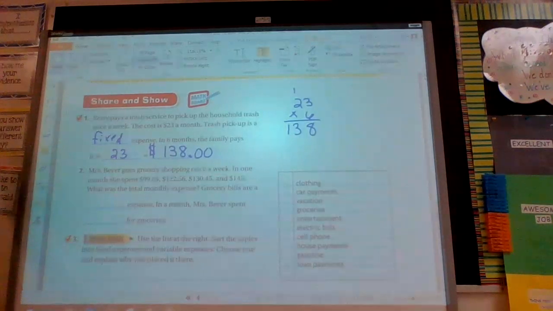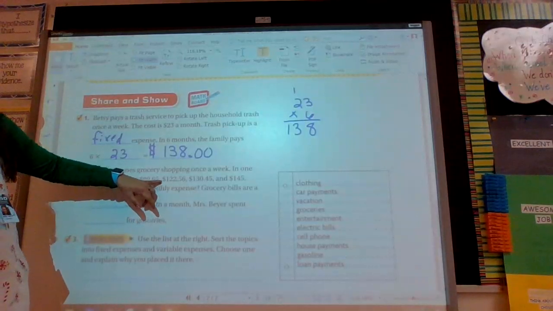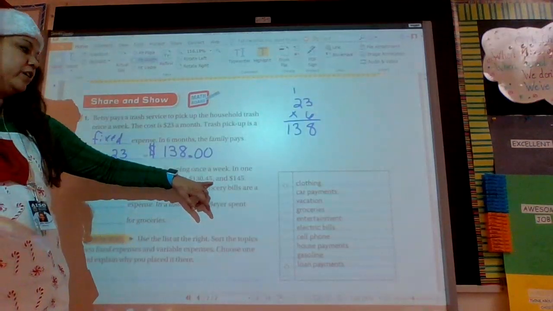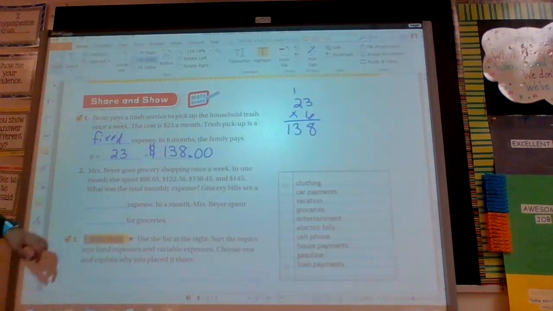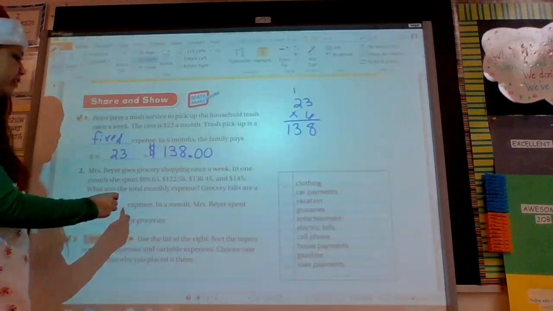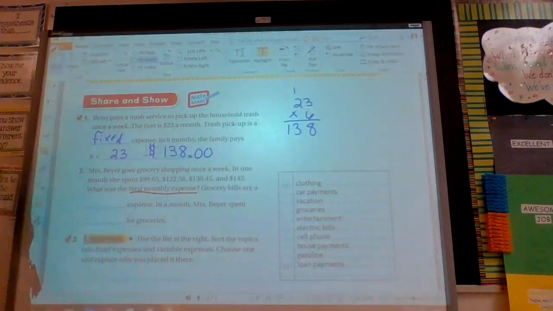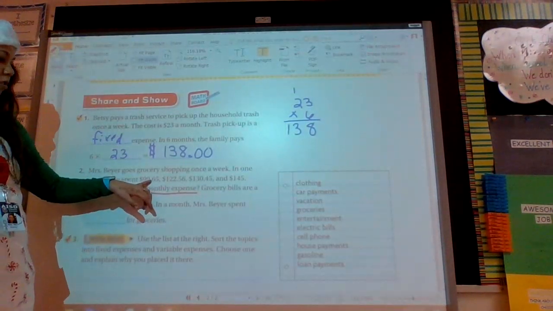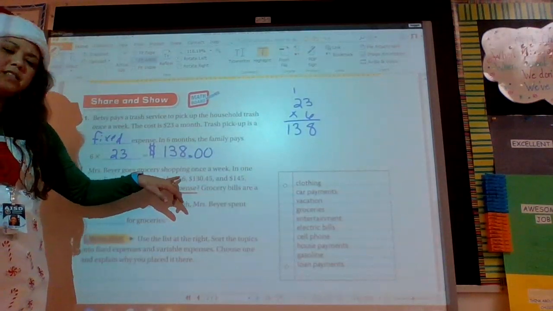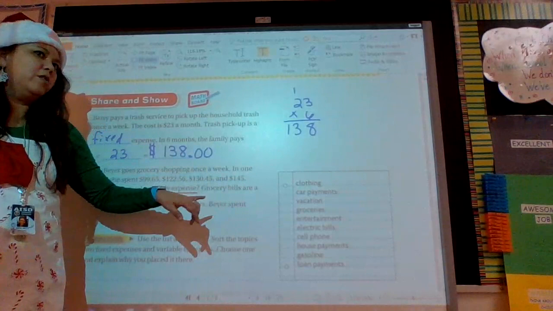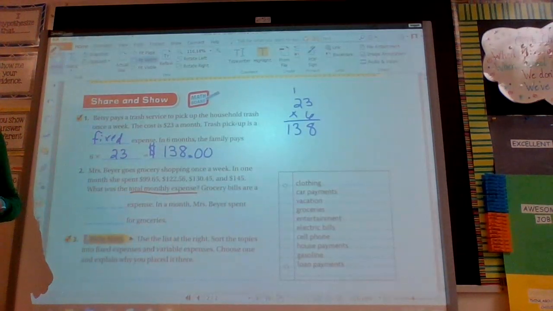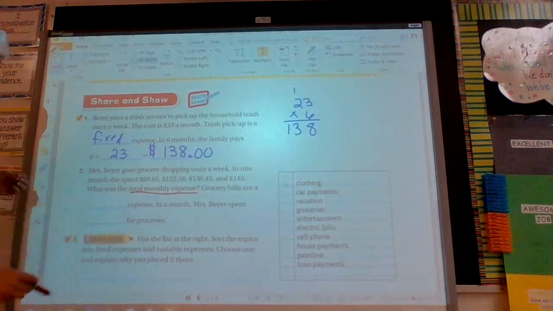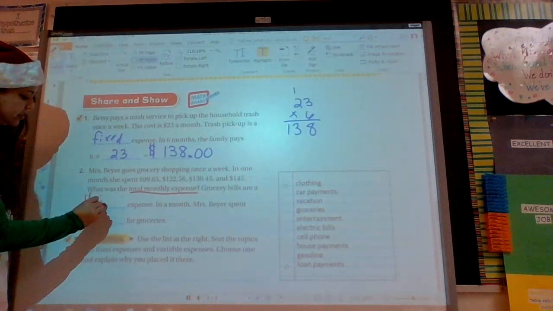Mrs. Bowers goes grocery shopping once a week. In 1 month, she spends $99.65, $122.56, $130.45, and $145. What is the total monthly expense? Wow, we have to figure all that out. Well, look at my prices. If I go to one store one time, does it mean I'm going to pay the exact same price every time I go? So if the price is changing, what is that called? You got it. It's a variable expense.